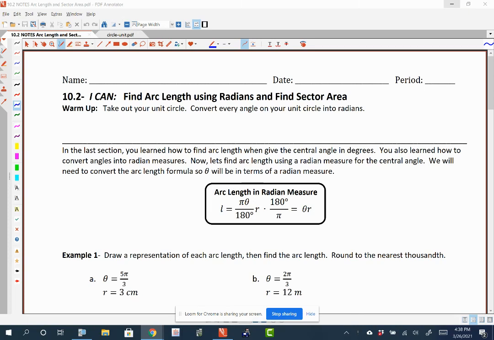We're going to go over 8.2 and we're going to find arc length. So we did that last video, but we're still going to be doing it this video. But this time we're going to use radians, and then we're going to find sector area.